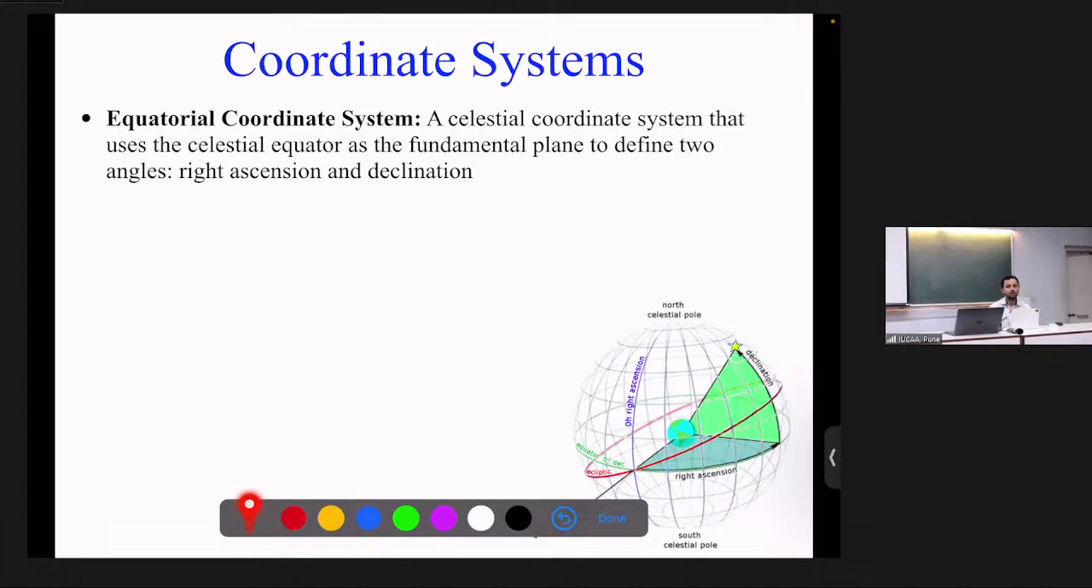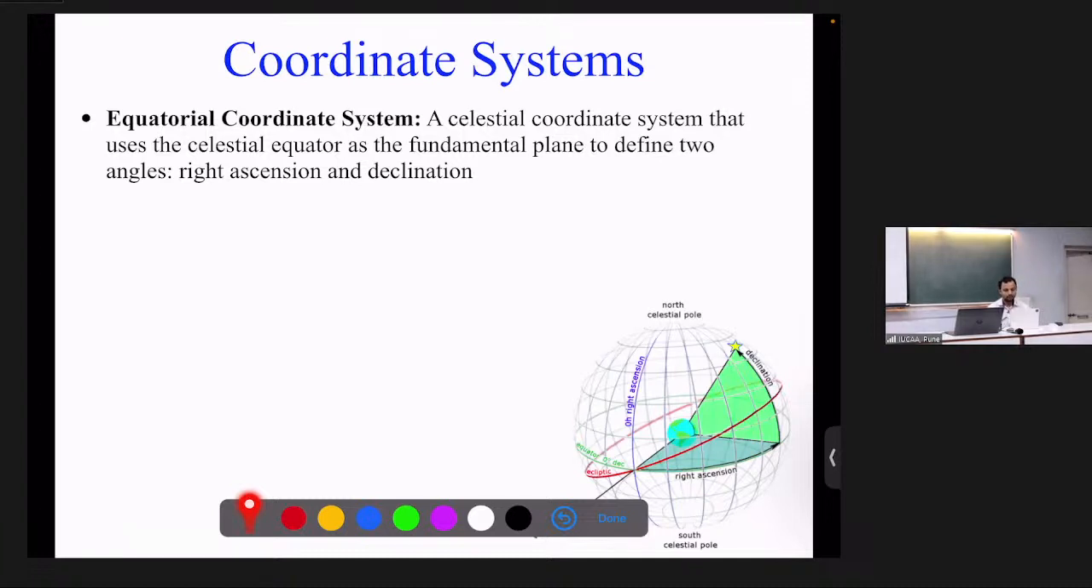So who will tell me whether the small Magellanic cloud has positive declination or negative declination? Have you ever seen the small Magellanic cloud from your place? No, why? Because it is in the southern hemisphere, so it will have a negative declination.